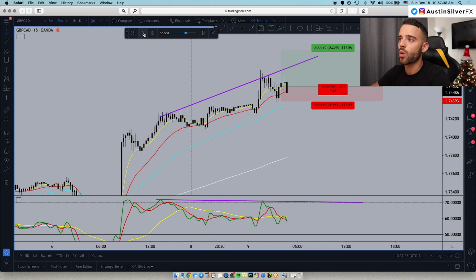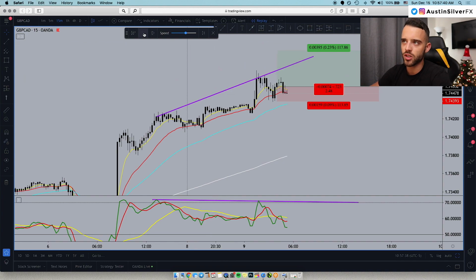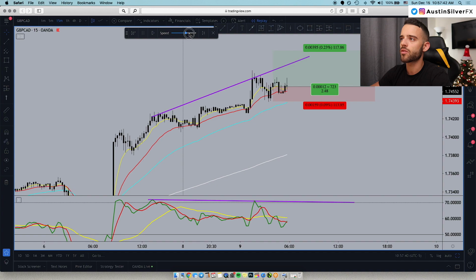Now, if I fast forward here a couple candles ahead, this is with the replay tool with TradingView, as you can see, we'll speed this up a little bit.